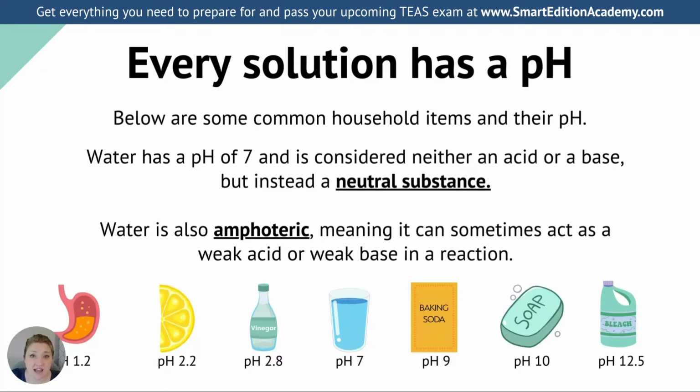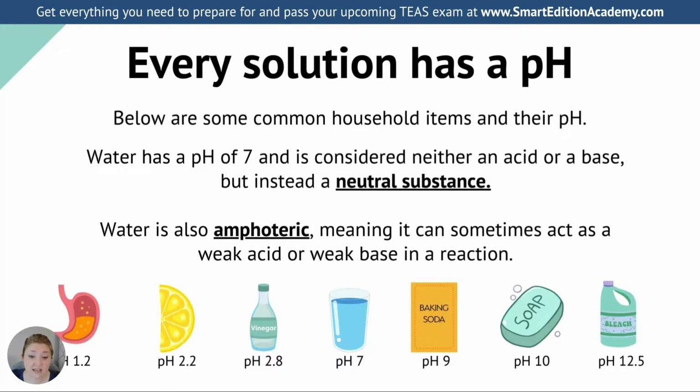So every solution has a pH. Below are some common household items and their pH. Water has a pH of 7 and is considered neither an acid nor a base, but is instead a neutral substance. So water's in the middle, it has a 7. We have common things like stomach acid with a low pH of 1.2, lemon juice 2.2, and vinegar 2.8. These are all acids. And on the other side of the spectrum, you have things like baking soda with a pH of 9, soap with a pH of 10, or bleach with a pH of 12.5.